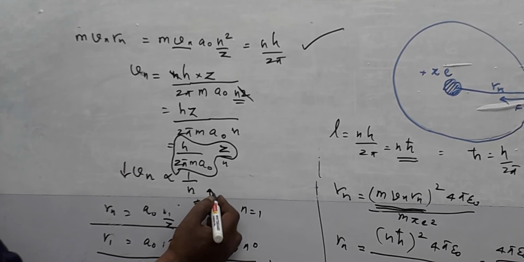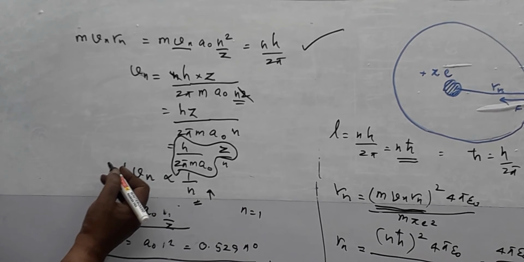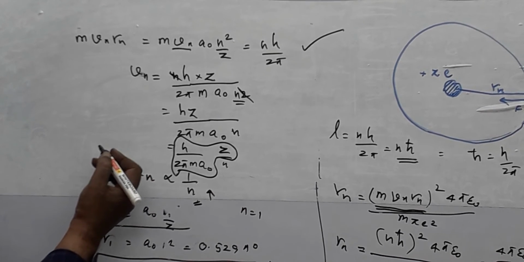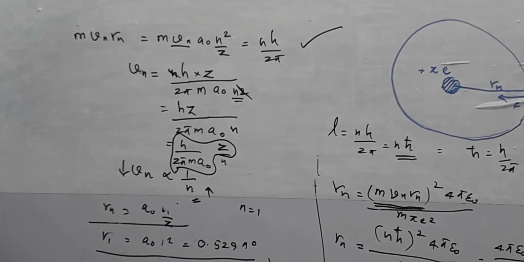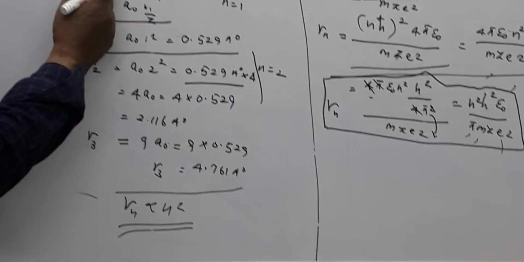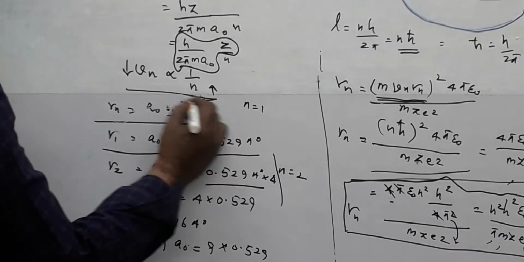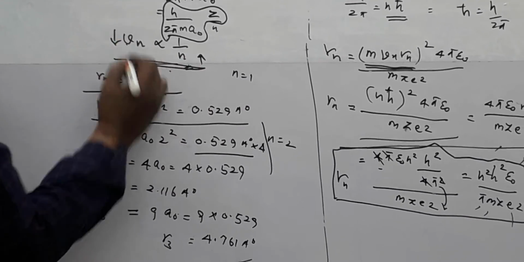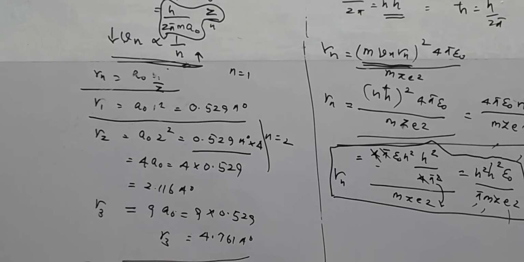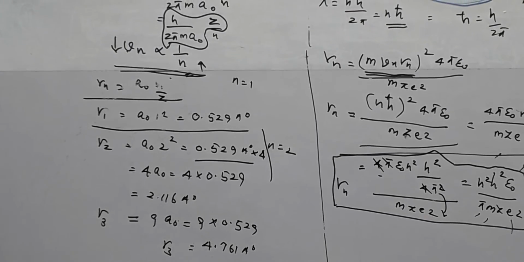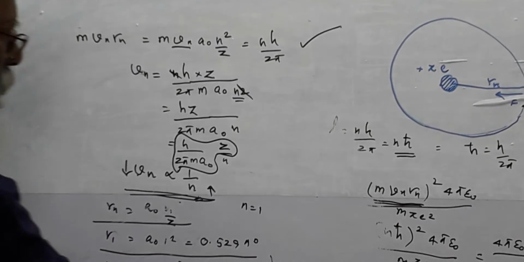When you increase the orbital value to n equal to 2, then the velocity will be decreased, whereas the radius will be increased. That's a very important relationship between the velocity and radius. We can explain that with the help of a graphical representation as shown in the figure.